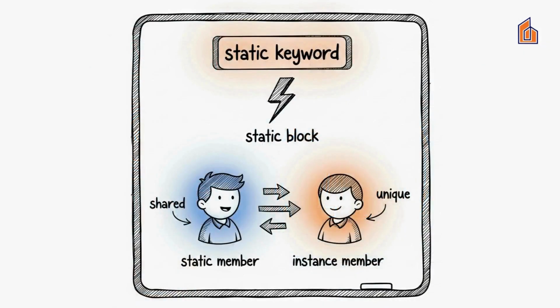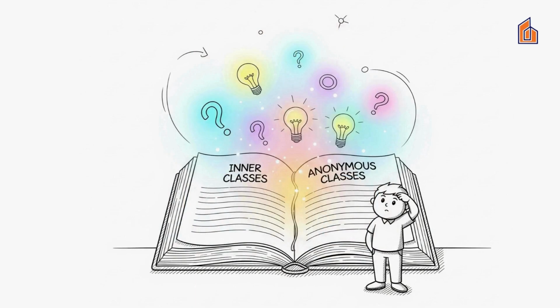In the last session, we learned about the static keyword, static blocks, and how static members differ from the instance member. Today, we are going to learn about something really interesting, that is inner classes and anonymous classes in Java.